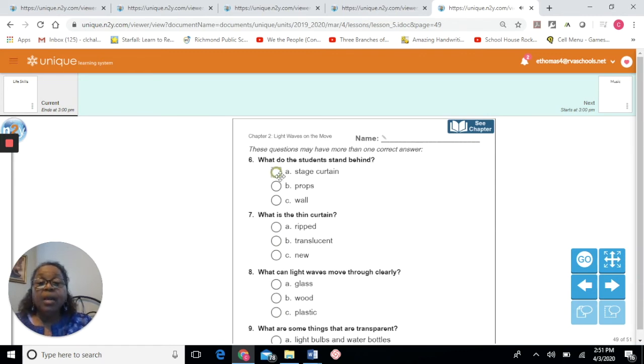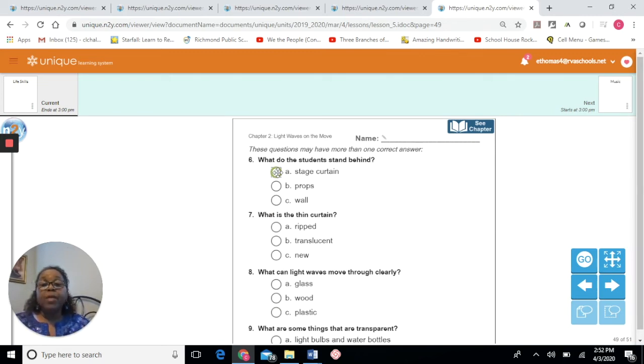We were right, but I don't think these others fit. Let's try. If I'm right, we should get a red circle. Did the students stand behind props? No. Did the students stand behind a wall? No. Our first instincts were correct. Remember, guys and girls, standing on your first instincts is always a good strategy. We figured that these things, props and walls, were not even mentioned, so that couldn't possibly be it. But we know that they stood behind a stage curtain. So go with your instinct.